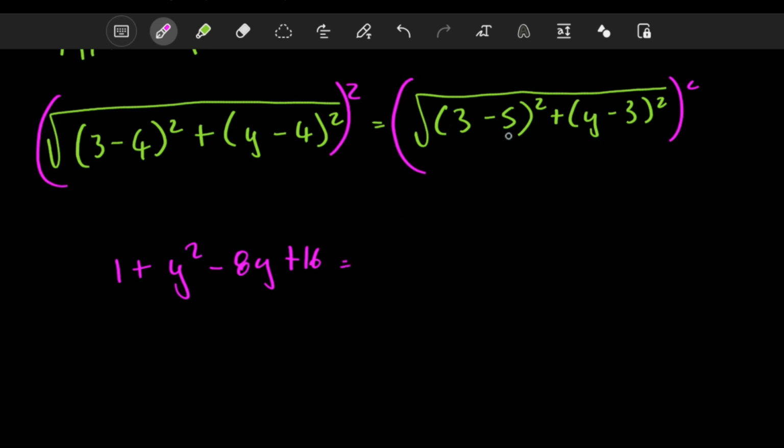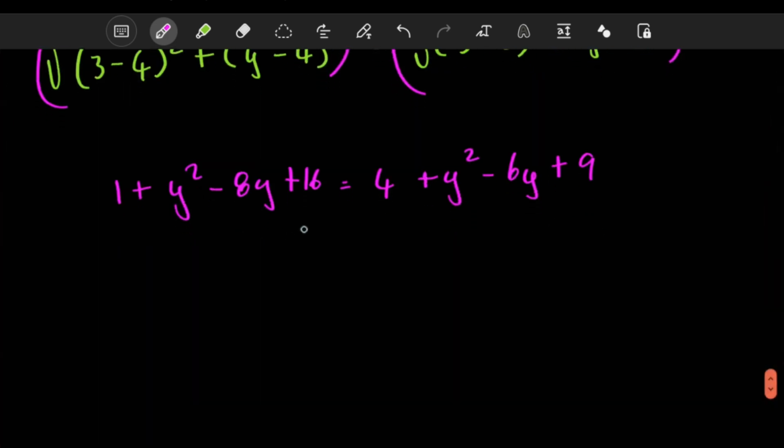On the right side, 3 minus 5, that's a negative 2. Negative 2 squared is a 4. Here, y times y is going to give you a y squared. And then y times the negative 3 is going to give you a negative 3y, and then negative 3 times the y, you would end up with negative 6y there. And then negative 3 times negative 3, that's going to give you a positive 9.